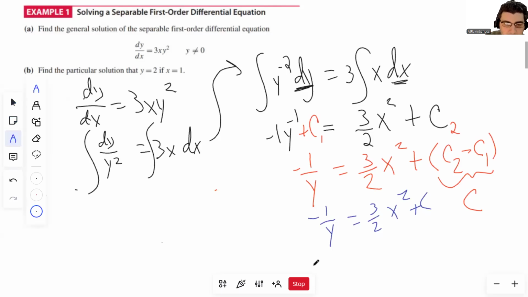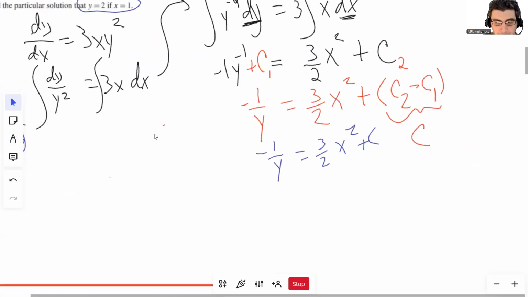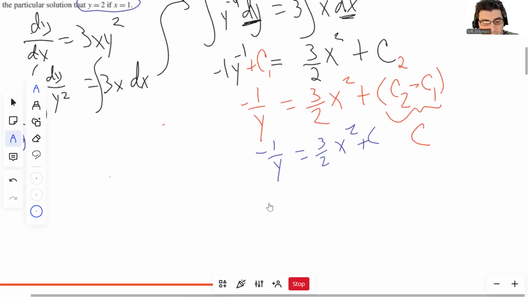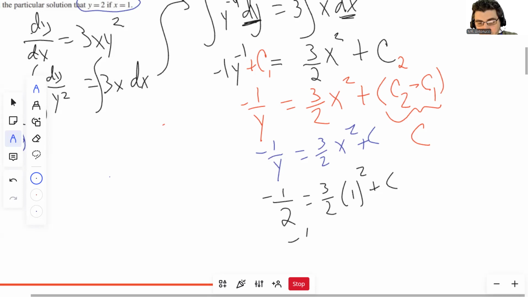Okay, so if we look at part B, we want the particular solution when y is 2 and x is 1. So we're just going to substitute that in. I'll actually do that right over here. Okay, so we would have negative 1 over 2 equals 3 halves times 1 squared plus C. All right, so negative 1 half equals 3 halves plus C.